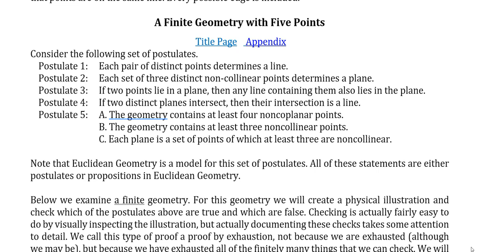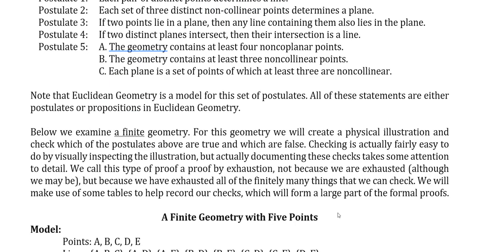We'll call this type of proof a proof by exhaustion, not because we exhausted, although we may be, but because we have exhausted all of the finitely many things that we can check. We'll make use of some tables to help record checks and make sure we didn't miss anything. And these are going to form a large part of a formal proof.